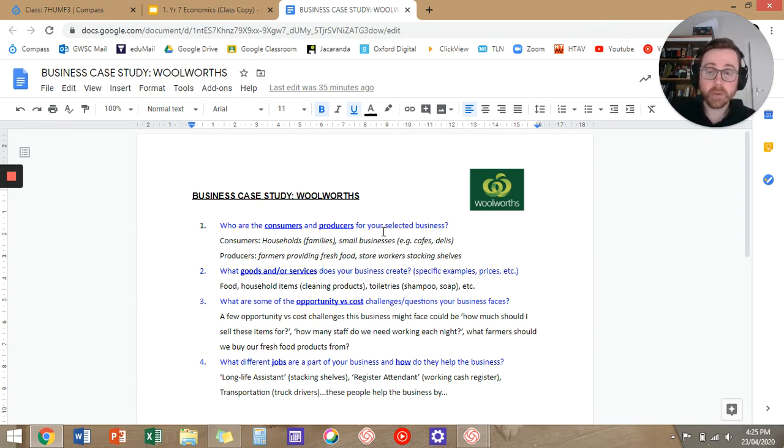What farmers should we buy our fresh food products from? It's probably more specific to Woolworths, but if they have the choice of purchasing fresh food and fruit and veg from Joe McFarmer, who is charging a lot of money but it's really good, versus Bob McFarmer, his arch rival, who is charging not much for his food but the food's not very good, that's an opportunity cost challenge, a question that the business has to address. So positives versus negatives of every business decision that they make.